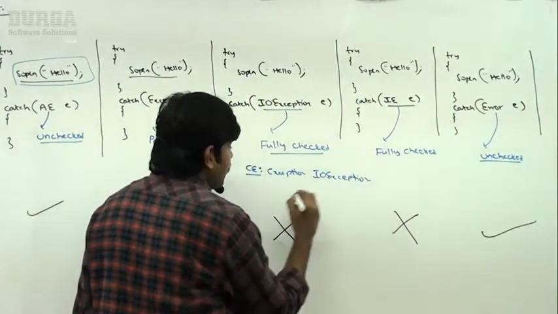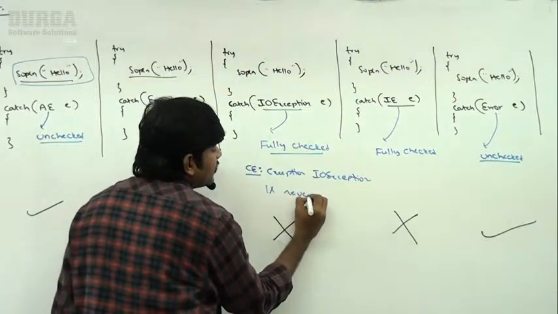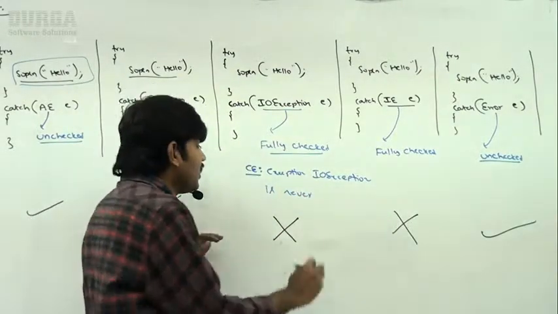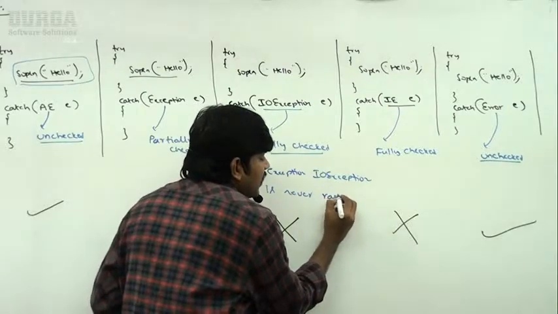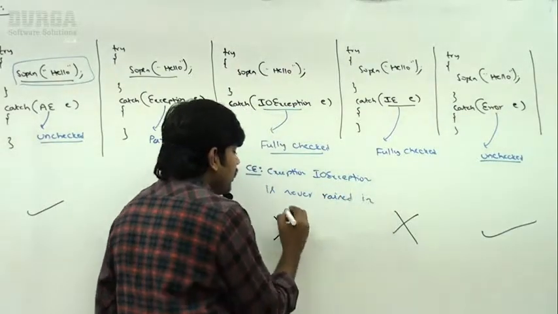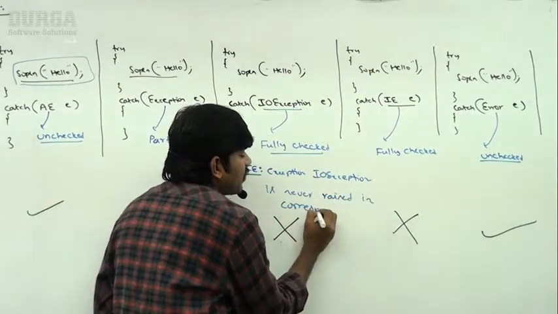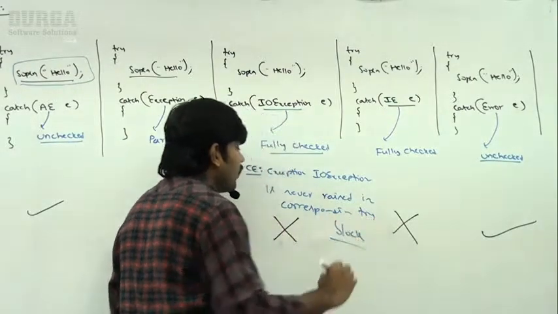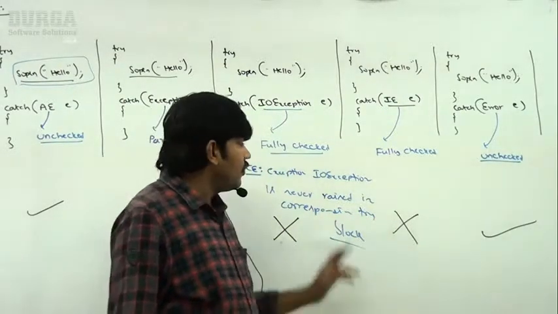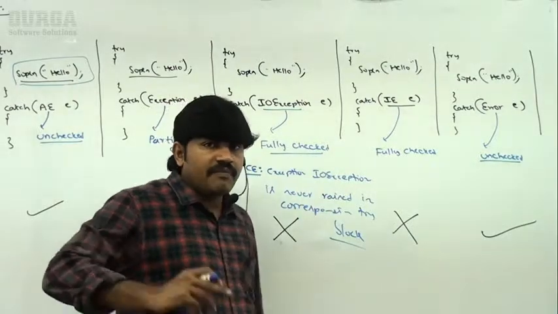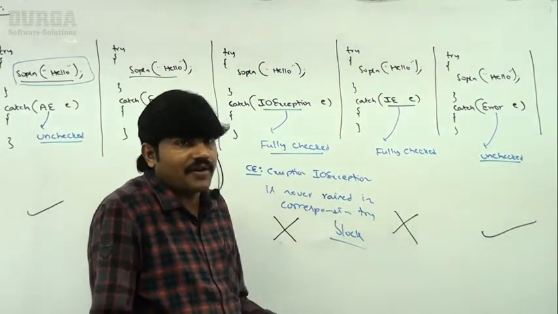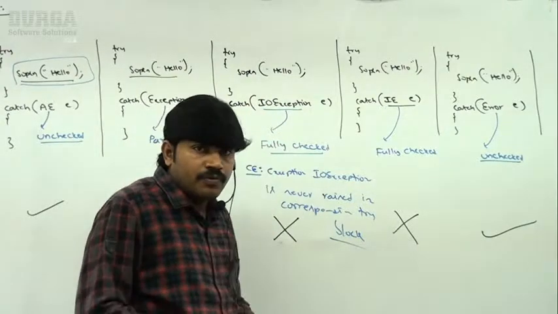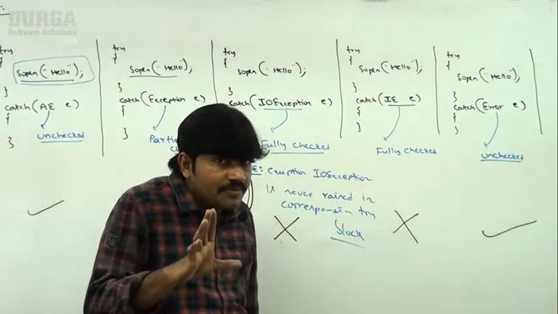IOException is never thrown in the corresponding try block. This type of error we get by default when there is no chance of raising it in the corresponding try block. So let me repeat again.